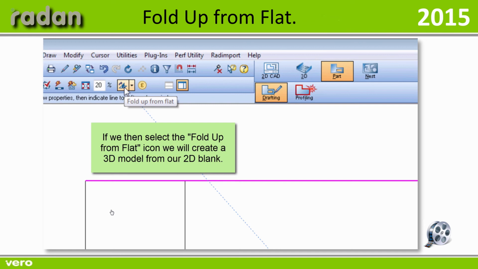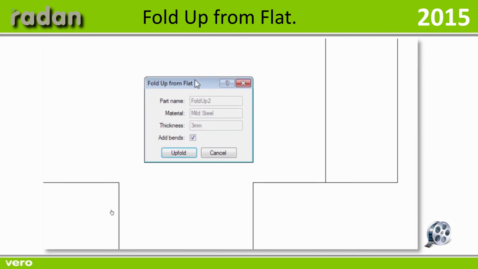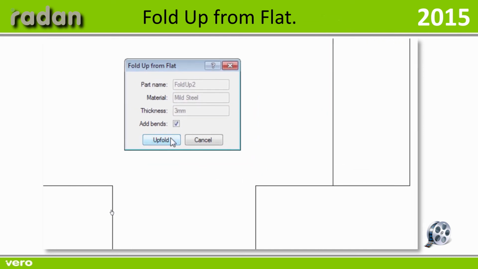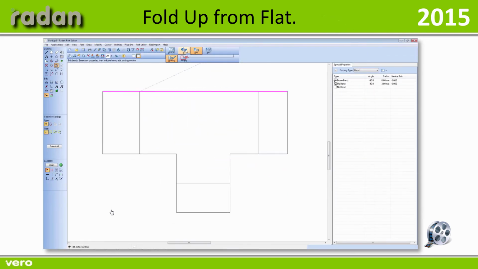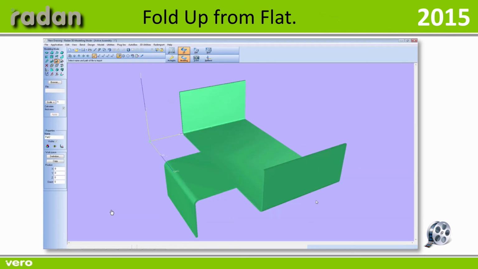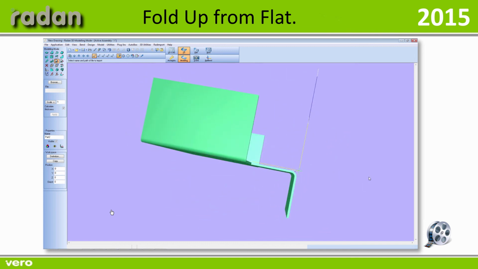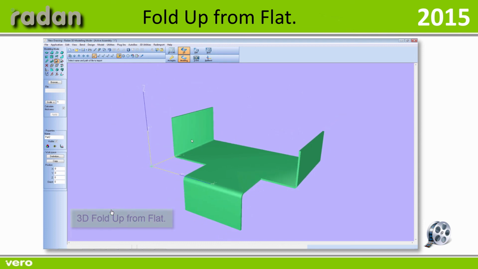So I go to my fold up from flat icon. This will now read the blank and interpret the bend information on those lines. And I can fold up my flat blank into a 3D model. And there is my 3D model folded up from my flat blank. Now for those of you that have fold up from flat templates, don't worry, they will still work. So you can still use the old method of assigning line styles and pen numbers, but hopefully you'll see this is a very easy and quick way to fold up from a flat blank.